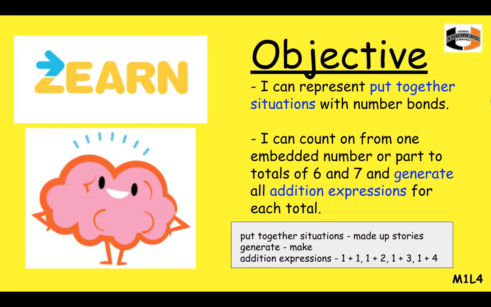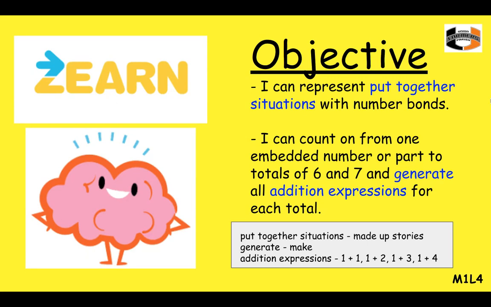And as you know, each lesson has an objective. I can represent put together situations with number bonds. That's the first part of the objective. The second part is I can count on from one embedded number or part to totals of 6 and 7 and generate all addition expressions for each total.